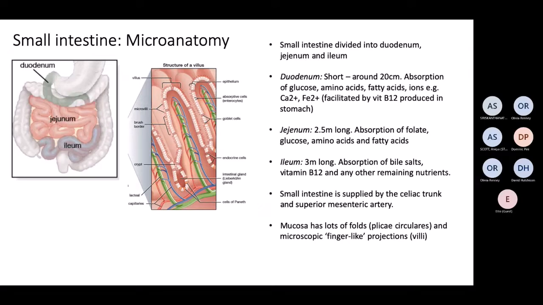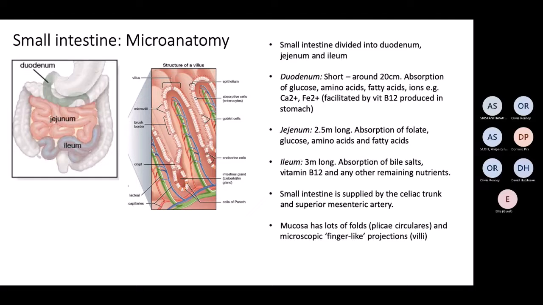So you get absorption of glucose, amino and fatty acids, ions like calcium and iron. And iron absorption is facilitated by B12, which is produced in the stomach. Your jejunum is the medium length part, and here more things are absorbed, like folate, more glucose, and more amino acids and fatty acids.